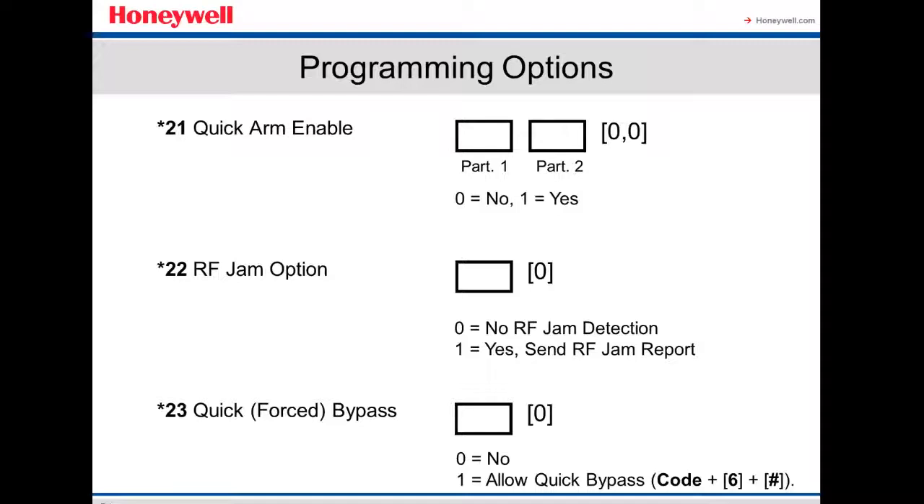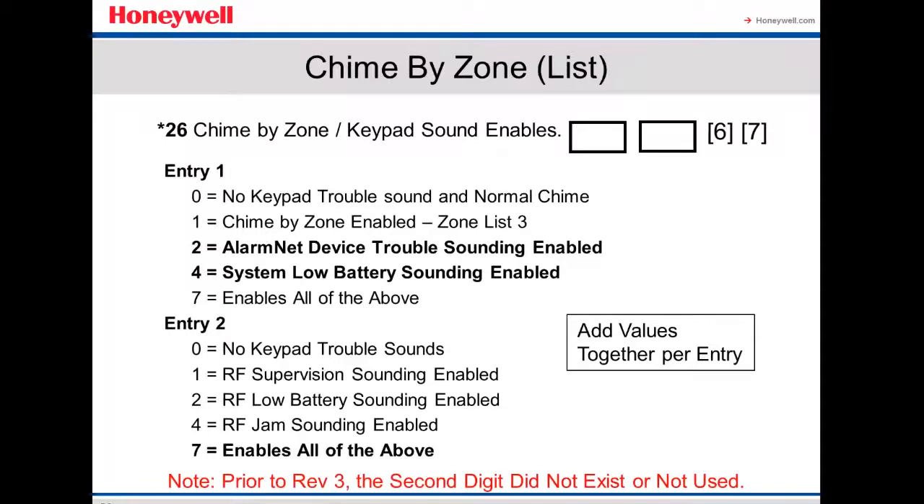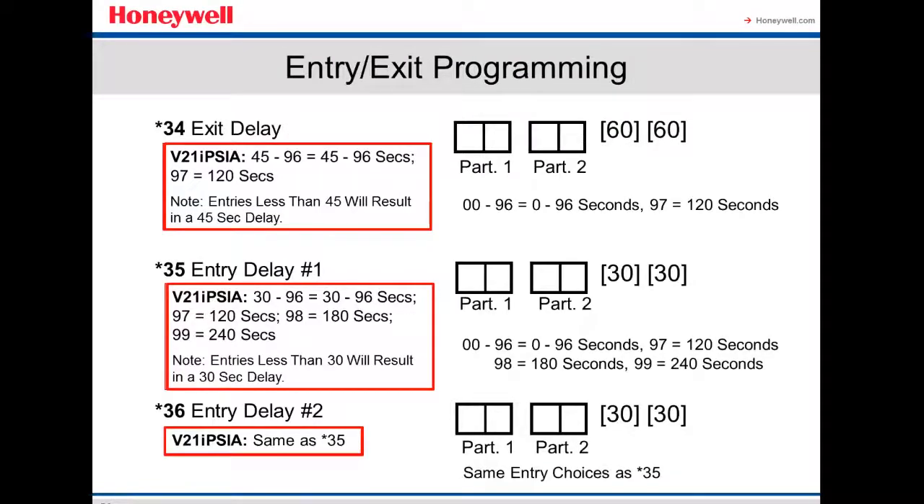Command 21, 22, 23, 26. These are the exit and entry delays of the alarm that you program. For example, the exit delay is how many seconds the panel is going to give you so you can get out without triggering the alarm. That's where you program the exit delay in command 34, entry delay number 1 in command number 35, and entry delay number 2 is in command 36, right?